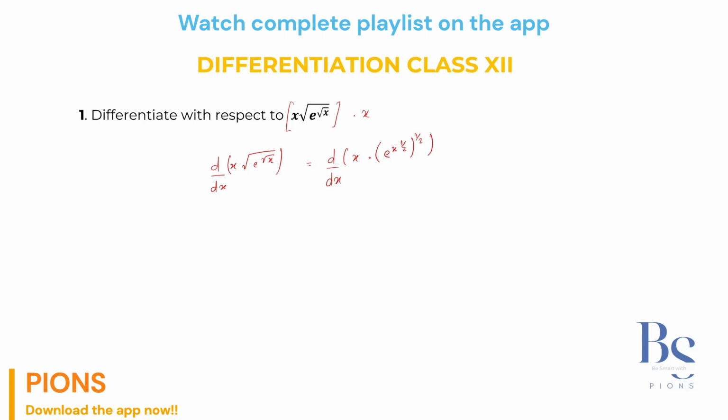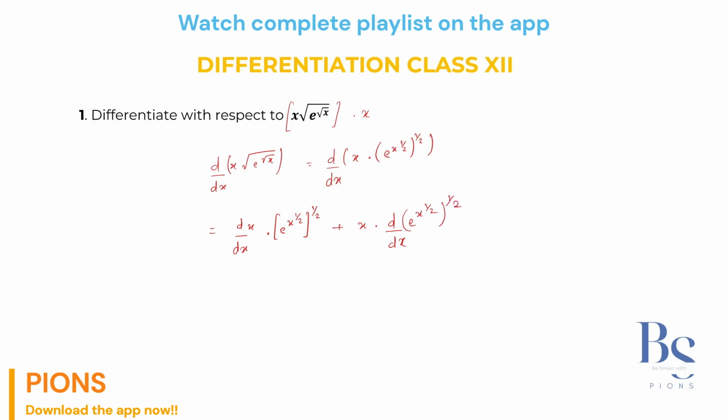Now what will we use here? We will use the multiplication rule. The multiplication rule says first you differentiate the first term. So d by dx of x, keep the other term constant, so (e^(x^(1/2)))^(1/2). I am not doing anything with this. Plus, let's keep x constant and differentiate the second term, so d by dx of (e^(x^(1/2)))^(1/2).